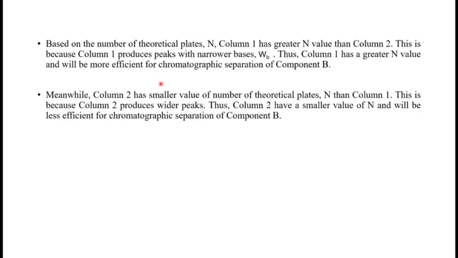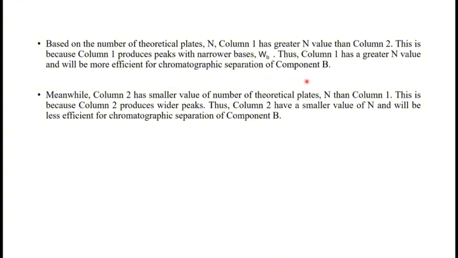Which column is more efficient? So the explanation is, based on the number of theoretical plates, column 1 has greater n value than column 2. This is because column 1 produces peaks with narrower bases. Thus, column 1 has greater n value and will be more efficient for chromatographic separation of component B.